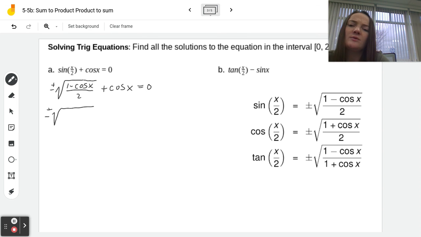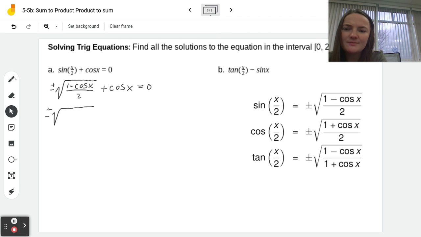You know what we might want to do? To get rid of the square root, we could square everything, or we could actually multiply by the conjugate. So take a pause, see if you can start this one, and we'll come back to this in just a minute. Okay, so hopefully you had some time to think about it.